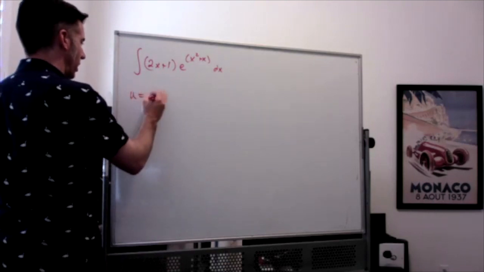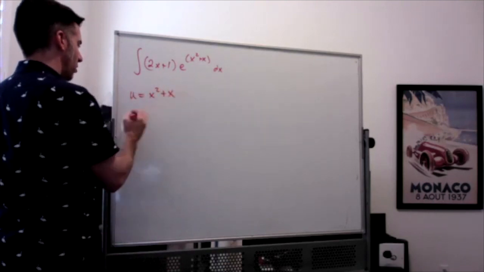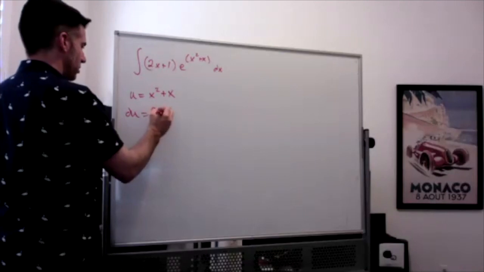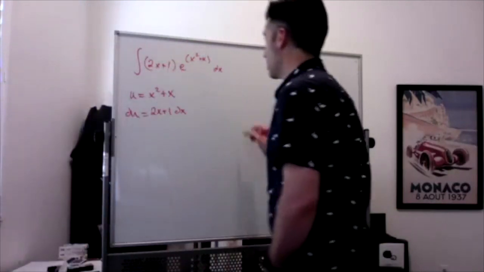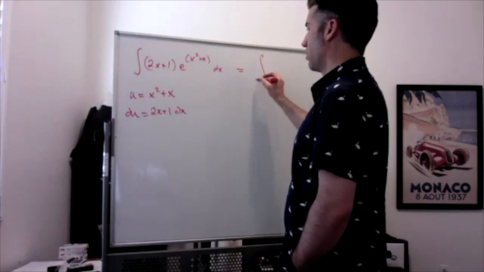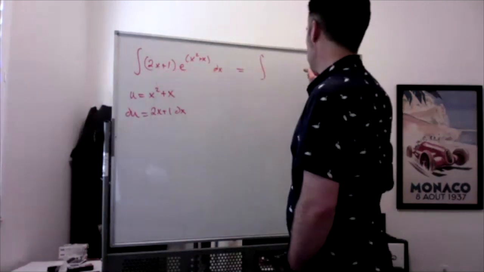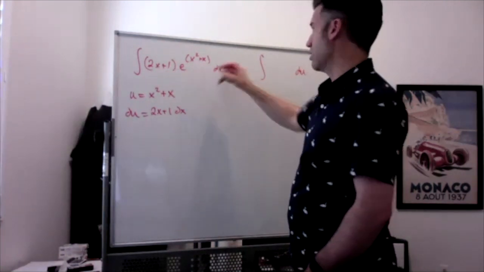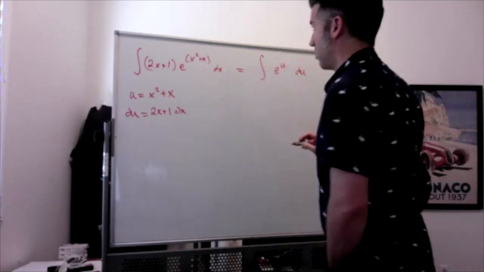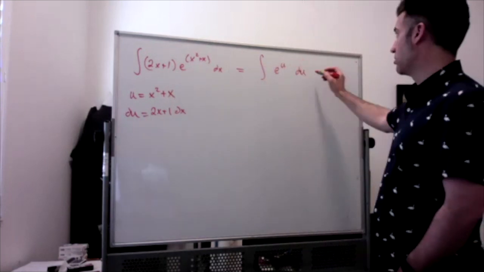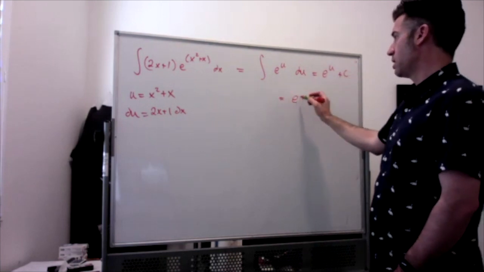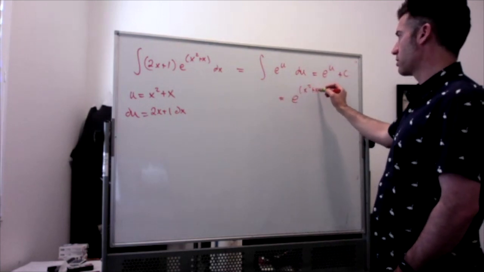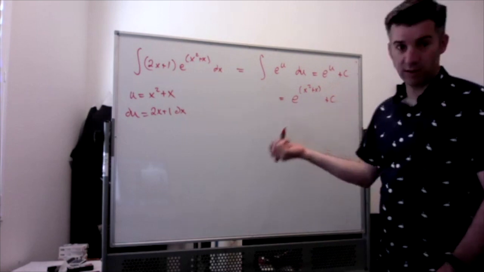With u equal x squared plus x, our du is exactly 2x plus 1 dx. So we can rewrite this as the integral of du times e to the u. And the integral of e to the u is e to the u, which is going to be e to the x squared plus x. That's all there is to this one.